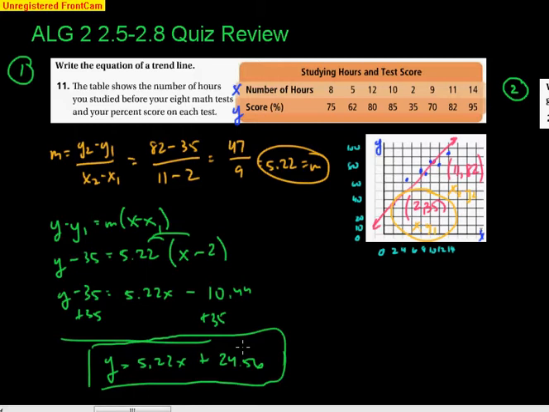And again, maybe they'll give you a number to plug in, say it said if you studied for 7 hours, what should you expect to get? We just plug in 7 for x and simplify. So be aware of that. Now let's do this with a calculator.